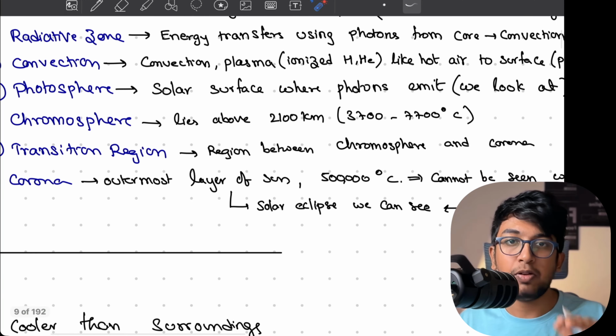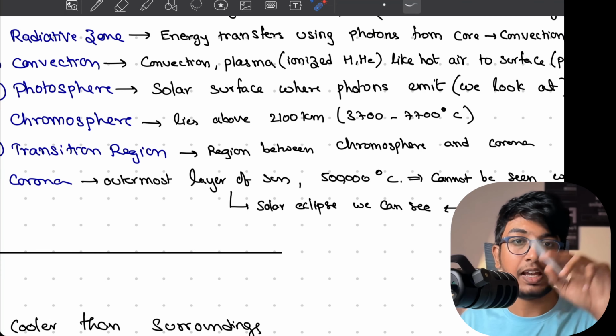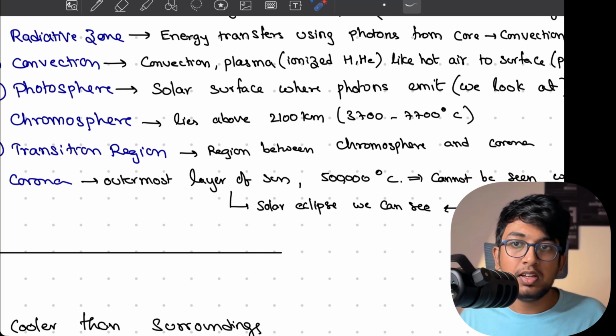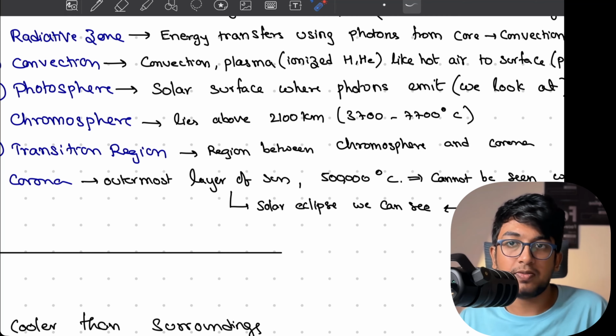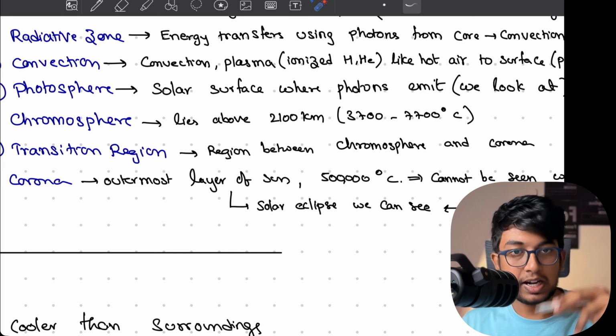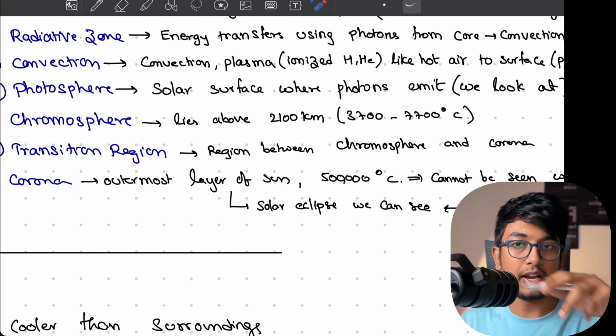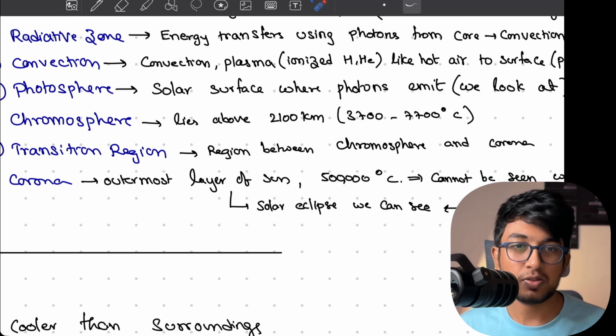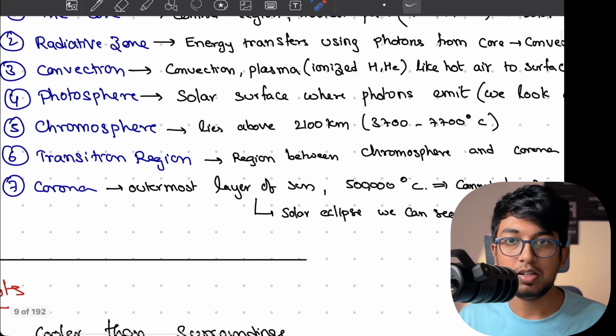It lies above 2100 kilometers. It is like the atmosphere around the earth. We are going to talk like that. Photosphere is the base surface of the sun, and core is the internal surface. Then we have the convection, and then the radiative zone which radiates, and then the convection, and then the photosphere, and then we have the chromosphere, which is 2100 kilometers in height above the sun, more like an atmosphere to the earth, to put it in simple terms. There it is 3700 to 7700 degrees centigrade, because the core is far away from the chromosphere.